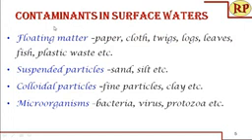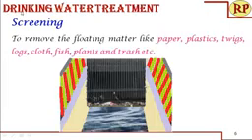But there are a lot of contaminants present in the surface water, like floating matter, suspended particles, colloidal particles, and microorganisms, which have to be removed before it is suitable for drinking. We'll look into the detailed process of this drinking water treatment. There are various steps. We'll look into them one by one.